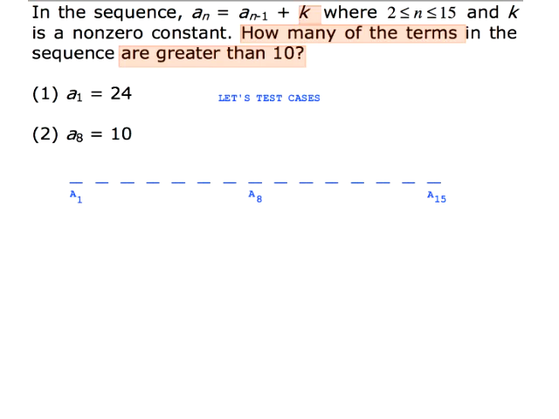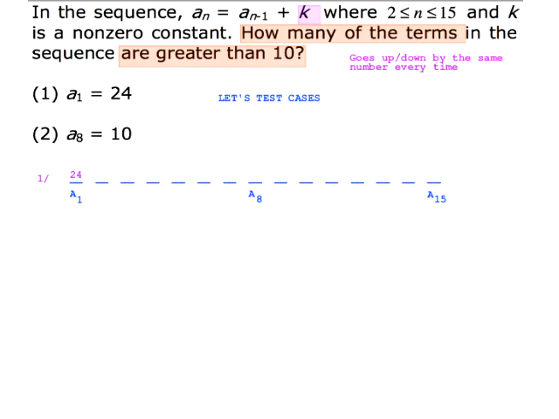How many terms are greater than 10? And this is just a constant. This means you're adding the same number every time. So it goes up by the same amount, or it goes down by the same amount every time. Could be either, right? In fact, if you combine the statements, you would get a sequence where k was negative. You don't ever have to combine them, but if you did.